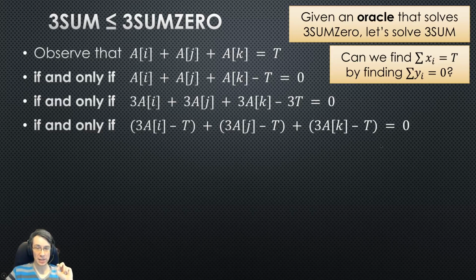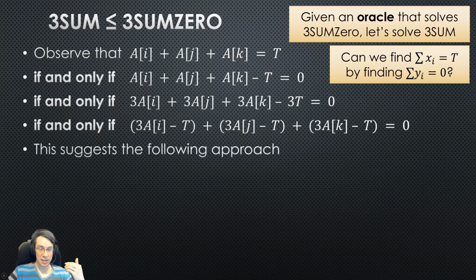So what this tells me is, if I can find 3 terms that sum to 0, where the 3 terms are of the form 3a of i minus t, 3a of j minus t, 3a of k minus t, that's equivalent to finding 3 terms that are equal to t. Okay, so now how can I plug an input of this form, where I'll be able to find these 3 terms, into a solution to 3 sum 0?